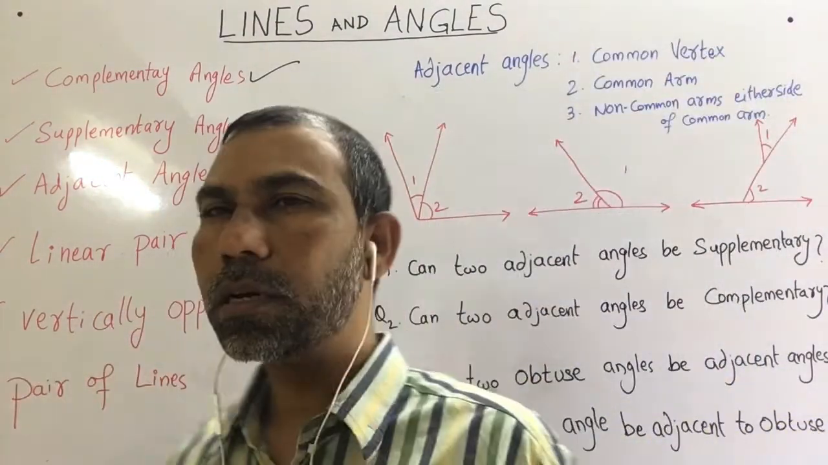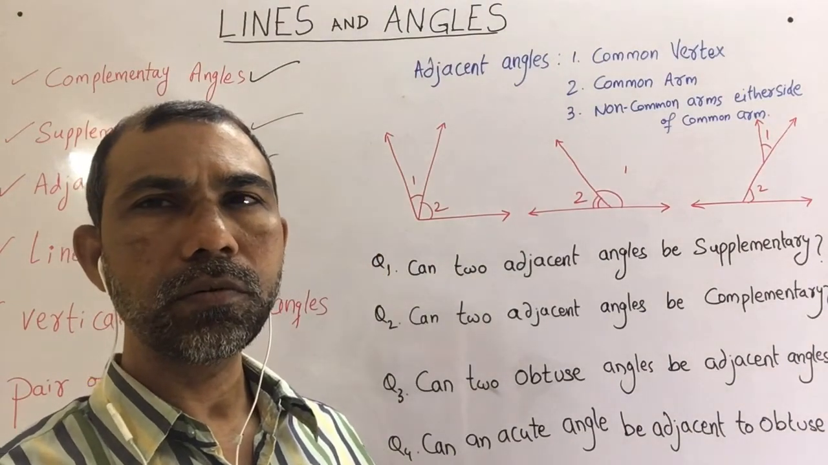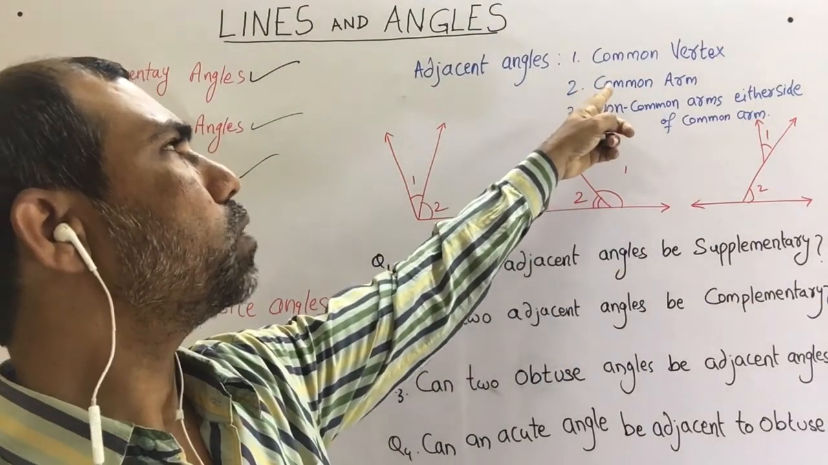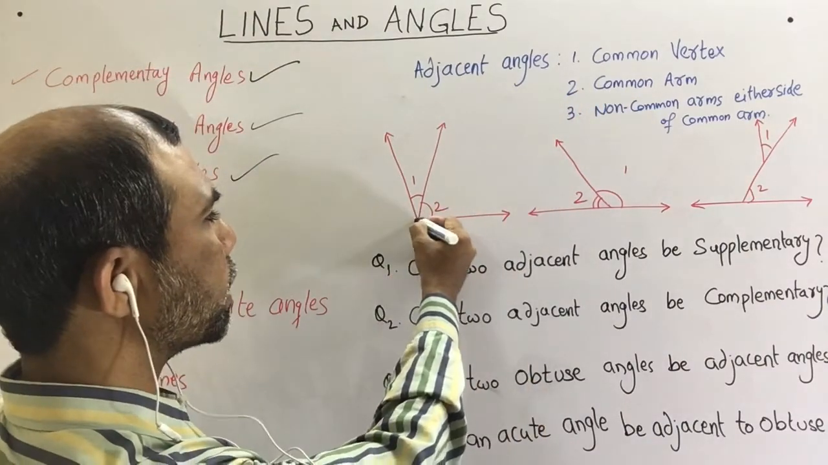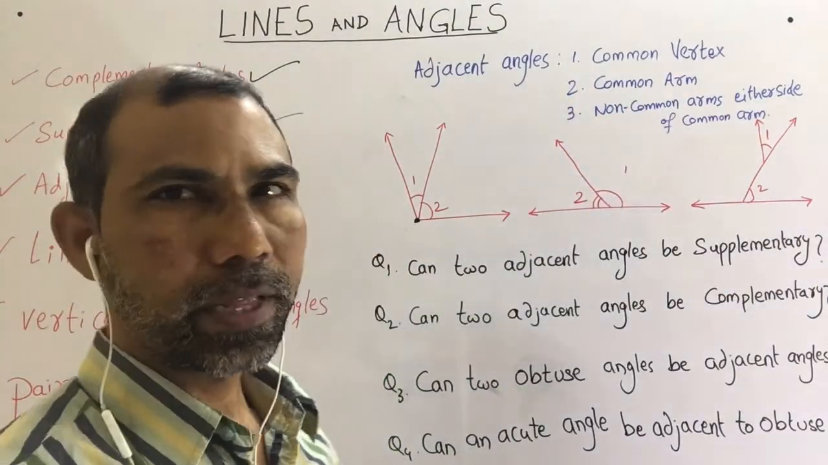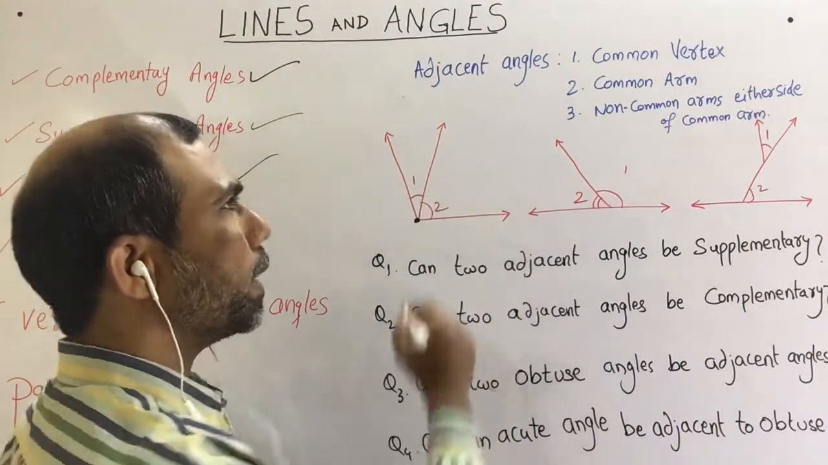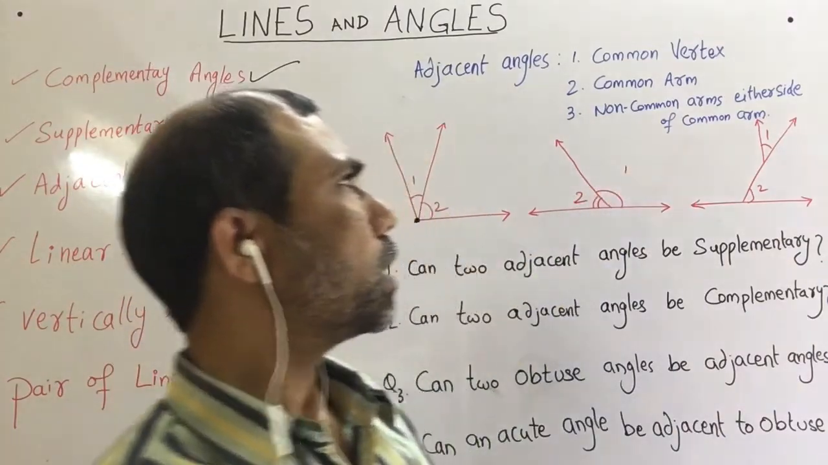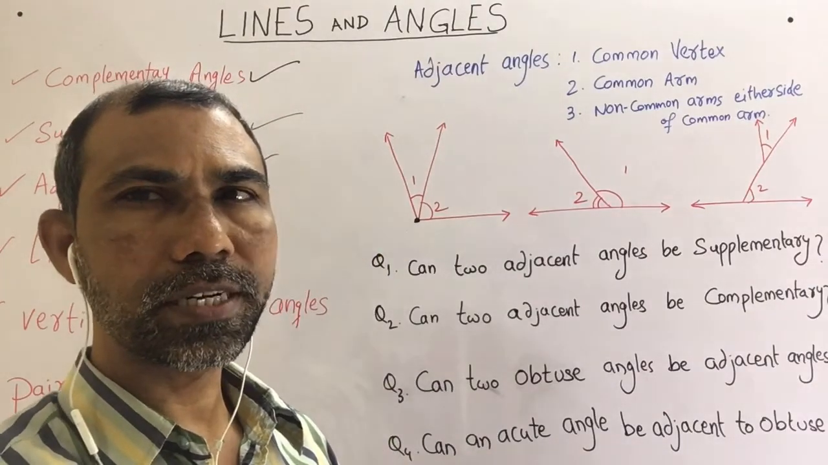Let us see what is the meaning of adjacent angles. For the two angles to be adjacent, we need to see the conditions. The conditions are here. The common vertex should be there. There should be a common vertex for both the angles, and common arm must be there. For example, if you consider here, this is a common arm here. And at the same time, the third condition is the non-common arms are either side of the common arm. These are the conditions for adjacent angles.